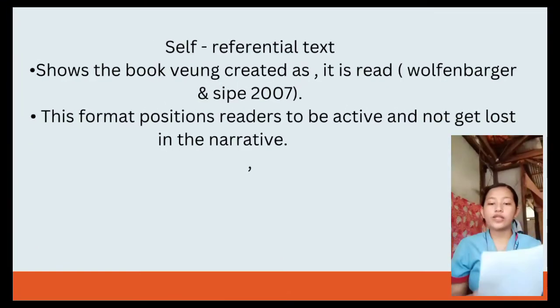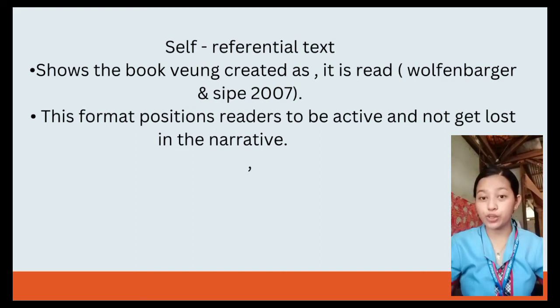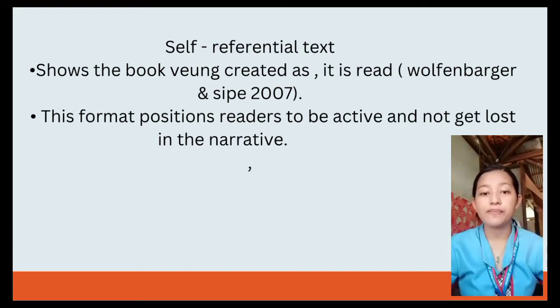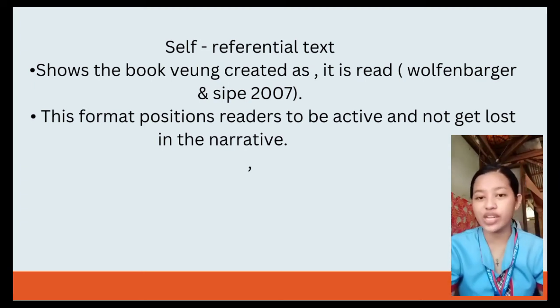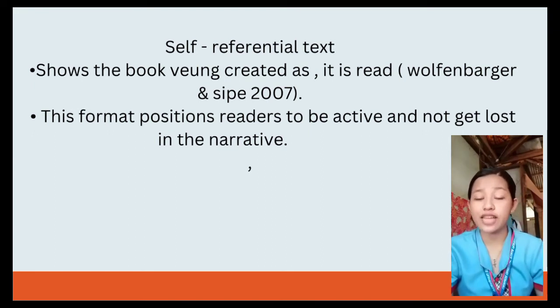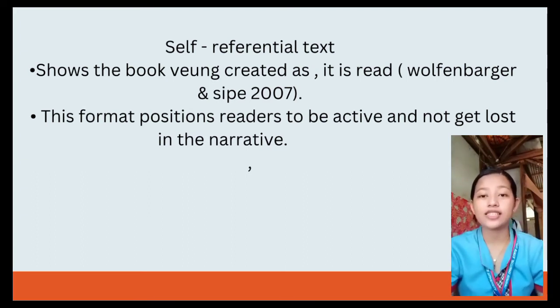Let's proceed to the second element of postmodern picture books, which is the self-referential text that shows the book being created as it is read. This format positions readers to be active and not get lost in the narrative. The self-referential text focuses on how the book is created, how it was created by the authors and the illustrators.